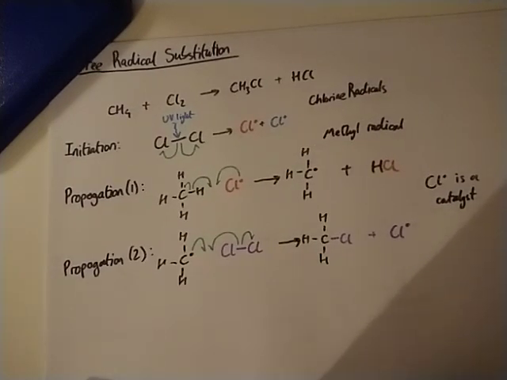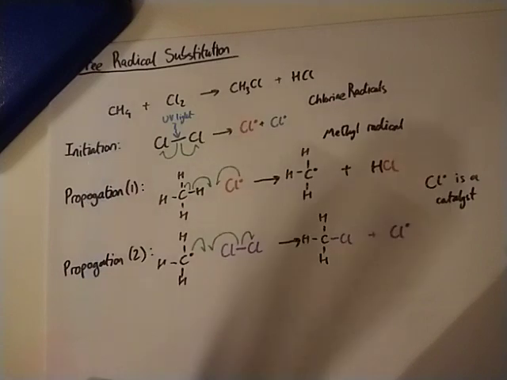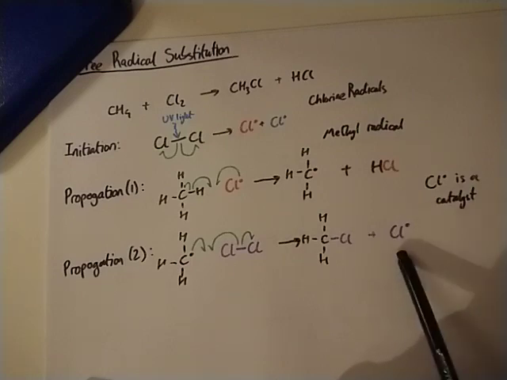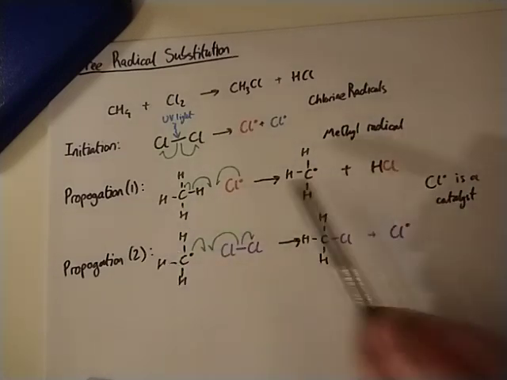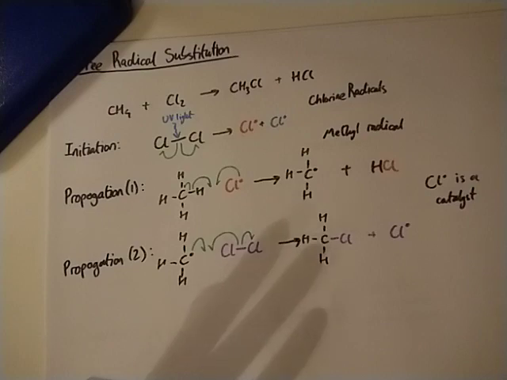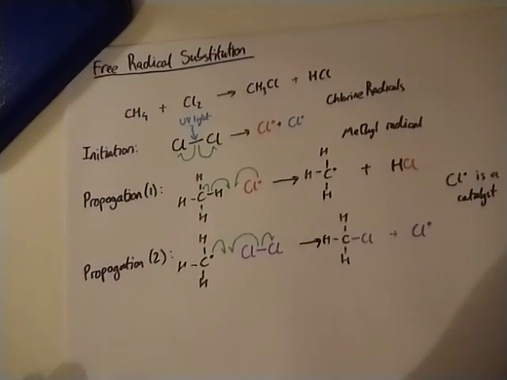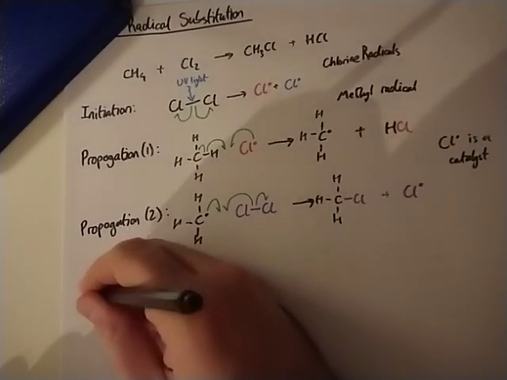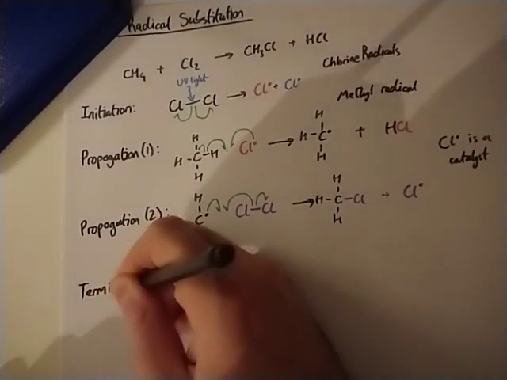And as long as we've got chlorine radicals, we can keep reacting more and more methane until basically the methane's entirely used up. But the chlorine radical should never get used up itself because it keeps reproducing in these propagation steps. And that's why it's called the propagation step, because it helps the reaction keep going. So how do we end the reaction? Well, what better name than termination?